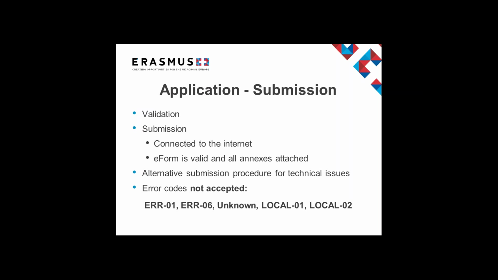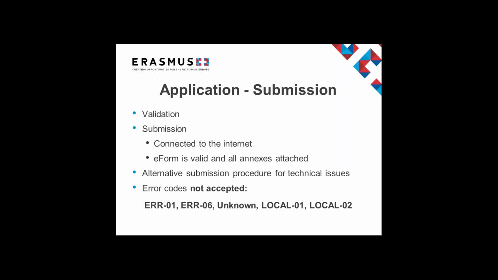If this happens and you're unable to submit the form, you should follow the alternative submission procedure as described in the guide for applicants. In this case, you can still submit your application by sending it via email to us within the 2 hours following the official deadline. However, the UK National Agency will only accept this submission if the error message is recorded under status in the submission summary section of the eForm with a timestamp prior to or on the deadline date and time. The following error messages are not accepted as technical issues. Error 01.